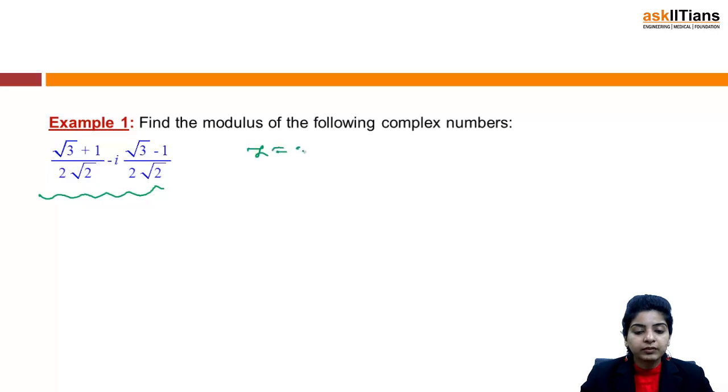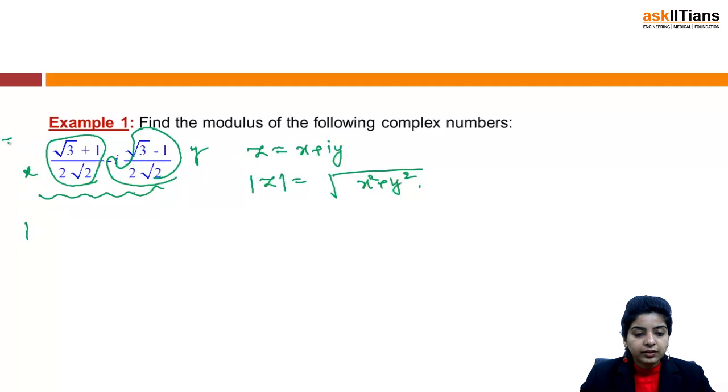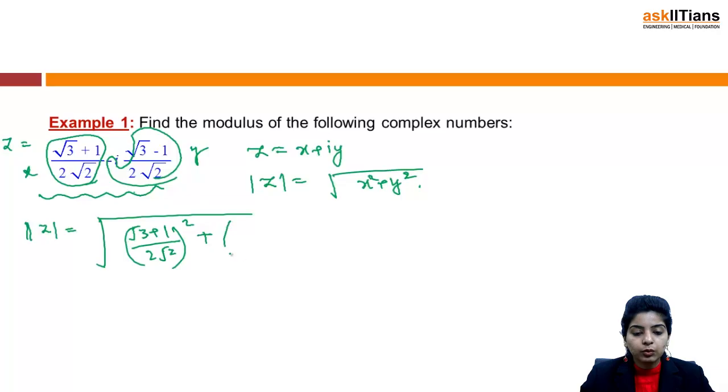So if I take my complex number, as we have discussed, z equal to x plus iy, then my modulus is under root of x square plus y square. So in this case, I have my z as this: my real part is this x, and this along with the sign is y. So if I take this as z, my mod z would be under root of x square plus y square, which is (root 3 plus 1) by 2 root 2, whole square, plus minus of (root 3 minus 1) by 2 root 2, this whole square.